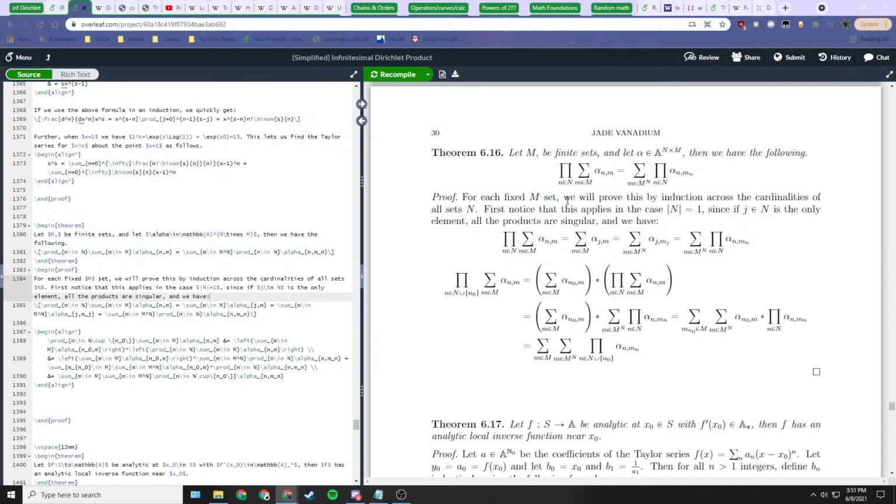Since all the products are singular, on this left side we have this product over n in N, and the sum over m in M of alpha sub n m. This product is singular, so this is just the sum over m in M of alpha sub J m. We can also say let m be in M to the power N, the function set. Since this capital N set has only one element, which is J, there's a natural isomorphism: this is the same as having the same m's, but replacing m with m sub J. So we've basically relabeled the elements.